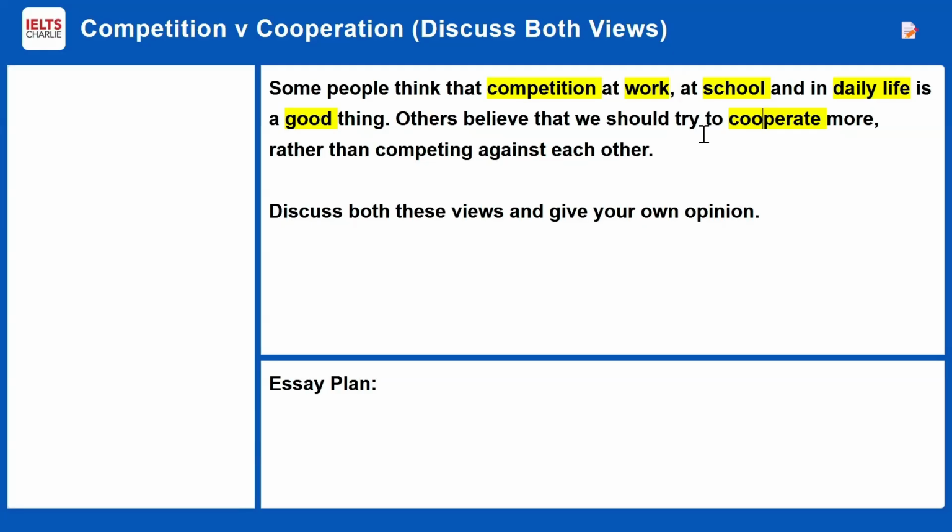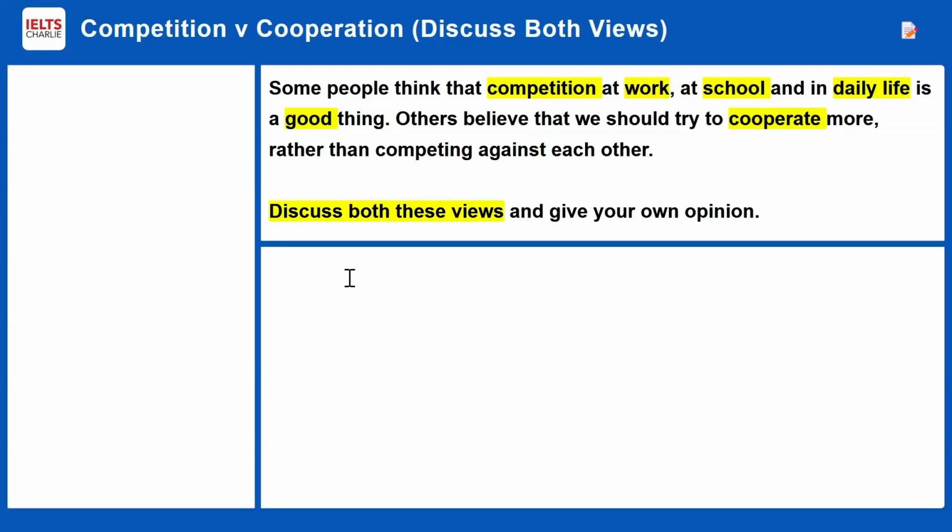One thing to notice is that the task mentions work, school, and daily life. So you need to try to mention all these 3 areas in your essay. So now we have an understanding of what our task is. We know what we have to do. Now we're going to move on to step 2 in the planning process, which is to decide your position.